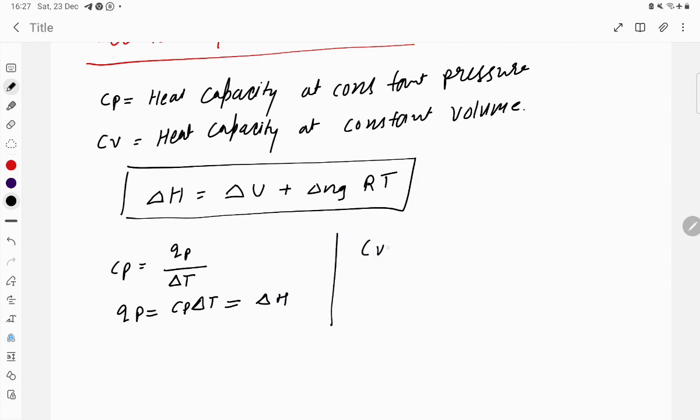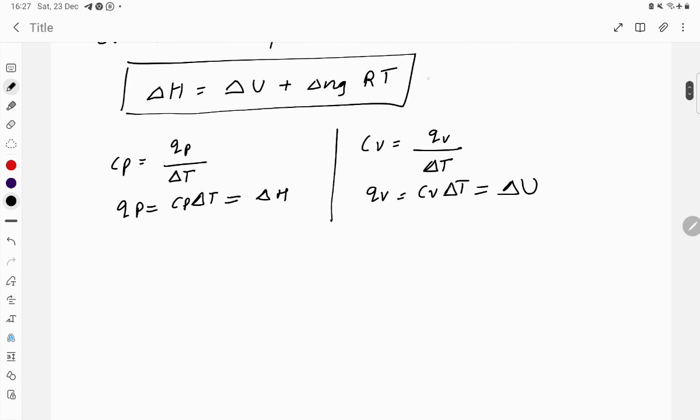Similarly, Cv, student, is going to be Qv upon delta T. Now you can calculate Qv equal to Cv delta T, and this is equal to internal energy, right? Internal energy. So this is equation 1.